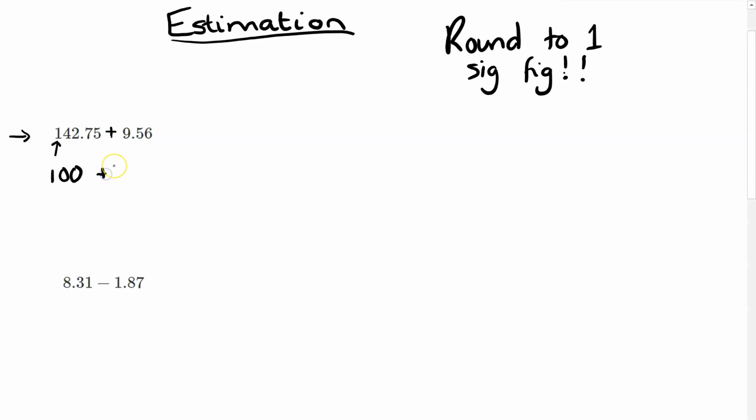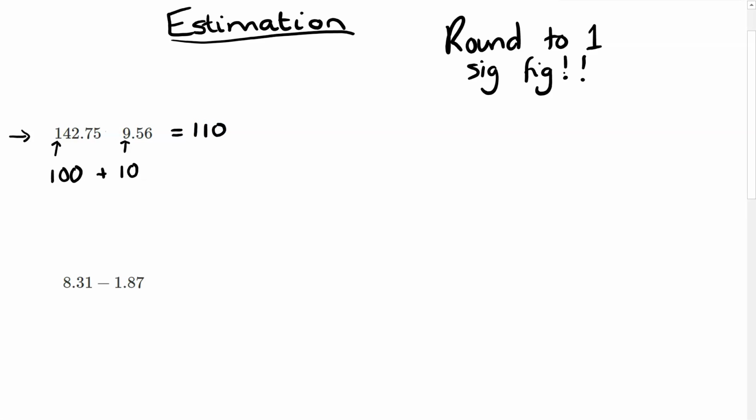So the next number, 9.56, the first significant figure is the 9, the first one that's not a 0. And in terms of columns, that would be in the ones column or the units column. So that's what you're going to round to. You're going to round to the nearest 1, or the nearest whole 1, which would be 10. So as an estimation for this, we get 110.